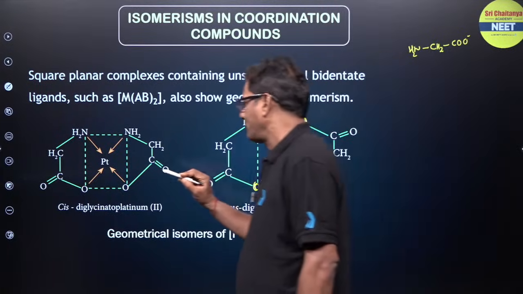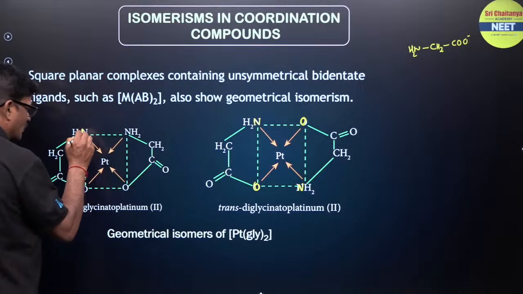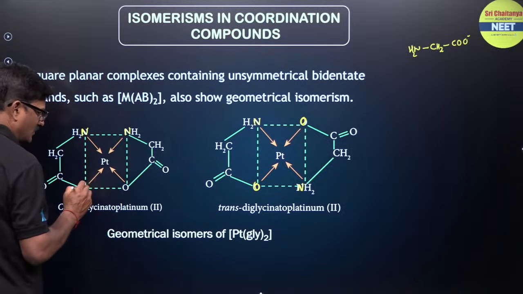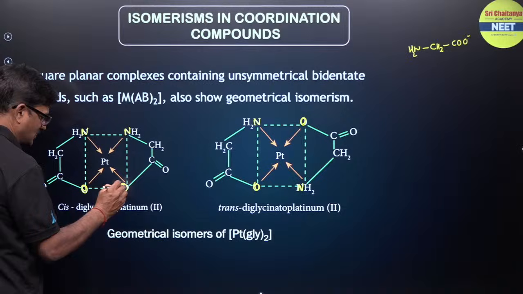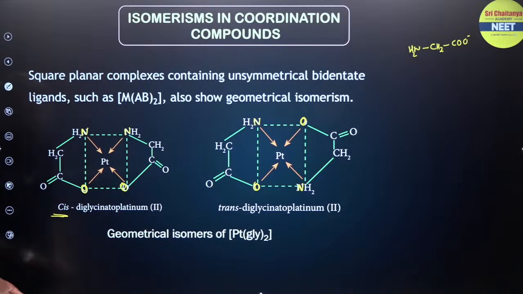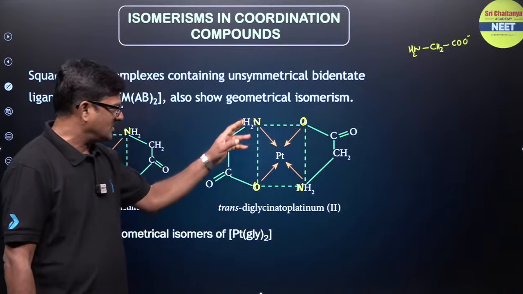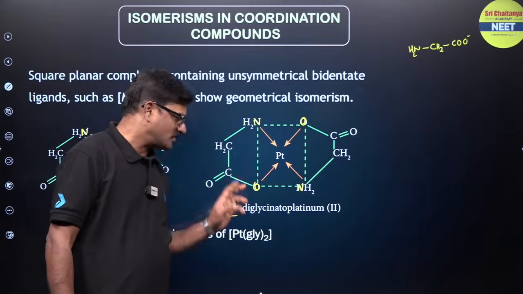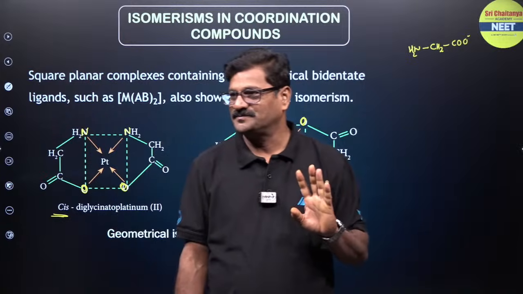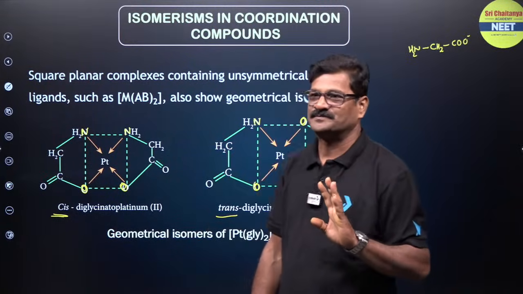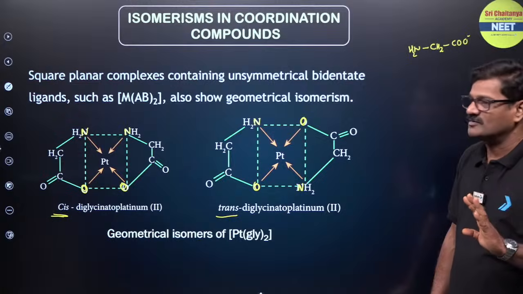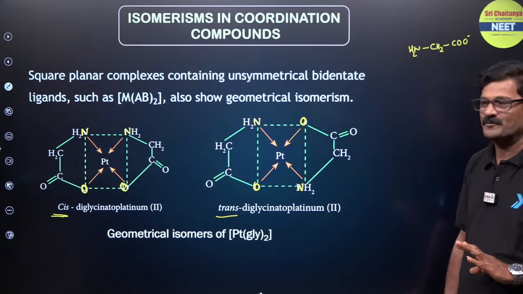Here you can see two nitrogen donors on the same side, or two oxygen donors on the same side. You can say it is the cis isomer. If the oxygens are on the opposite side and the nitrogens are on the opposite side, this is going to be the trans isomer. This is what we have about square planar complexes.